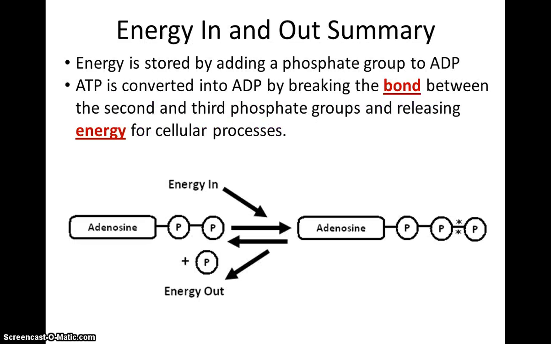Okay, so if we summarize the storage and releasing of energy, remember we store energy by adding that phosphate group to ADP to make it ATP. And again, you're storing energy in that third phosphate bond. You can convert it back from ATP into ADP just by breaking that bond, and that releases energy. So we store energy by adding a phosphate and storing it in that bond. We release energy by breaking the phosphate off, and these can go back and forth, back and forth. The only difference really is that third phosphate.